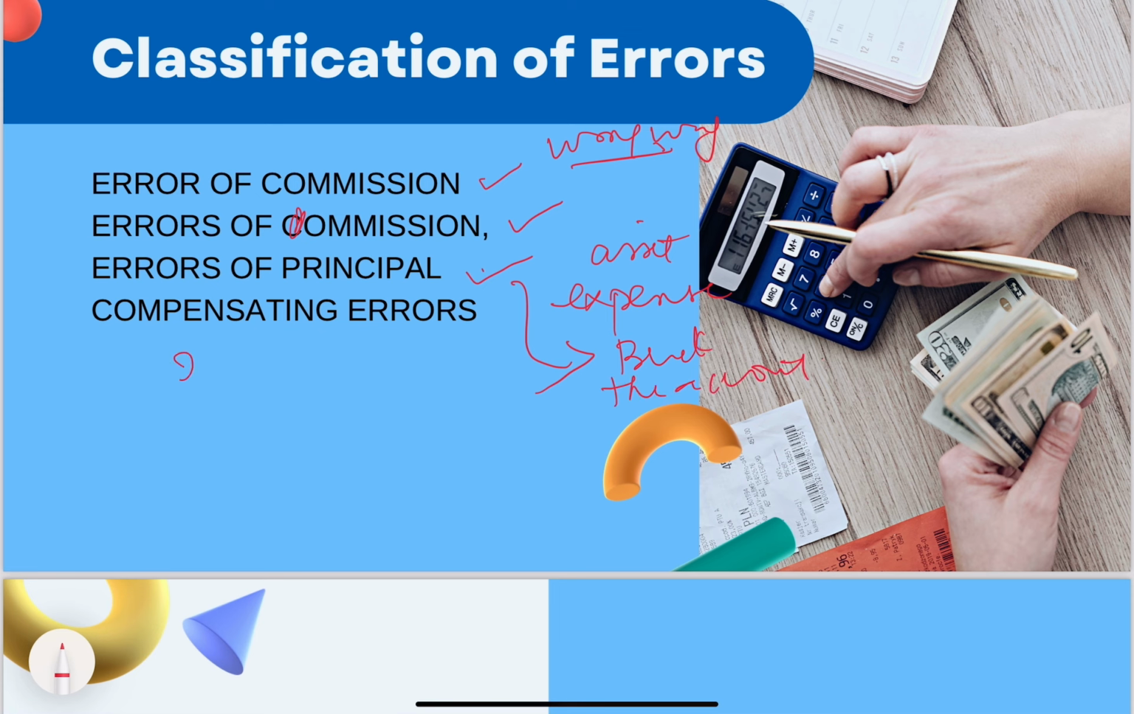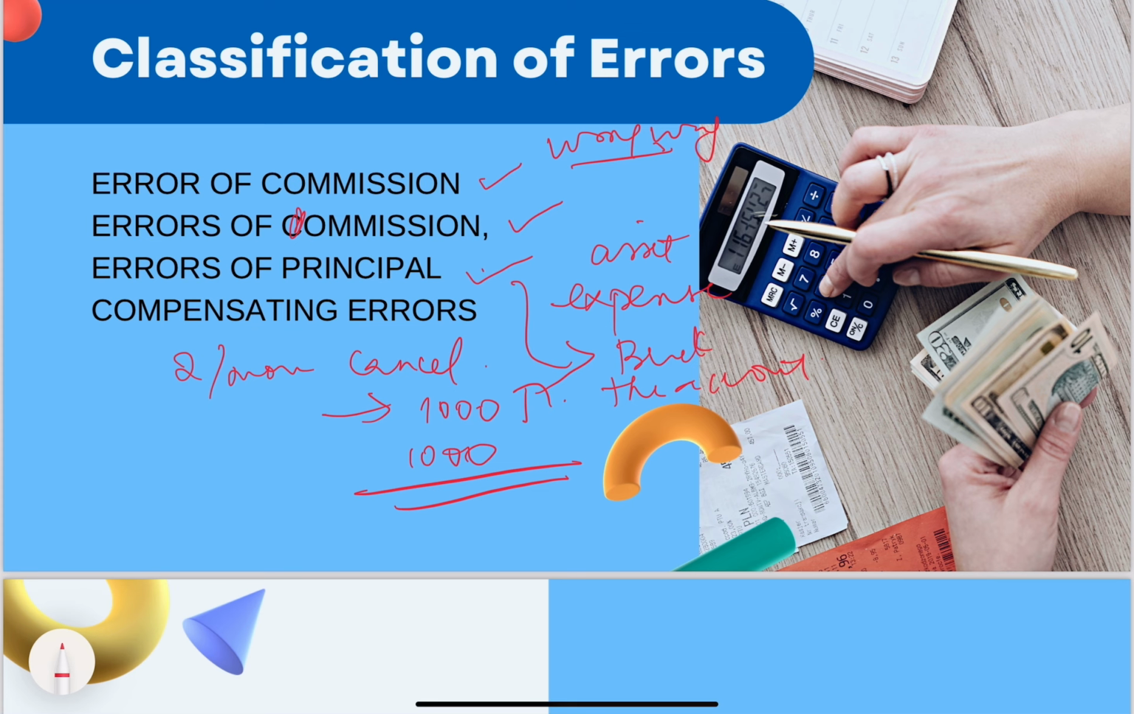Compensating error is two or more errors cancel out each other. So, for example, you overstate sales by 1,000 rupees, okay? But then you also overstate the purchases by 1,000 rupees. So they balance out each other by accident, right?